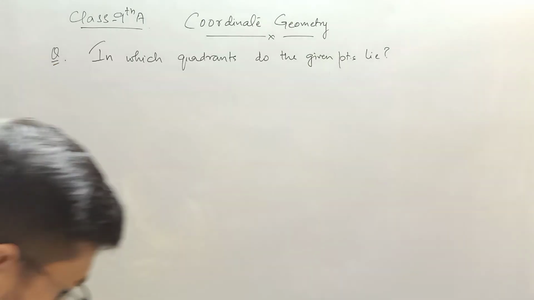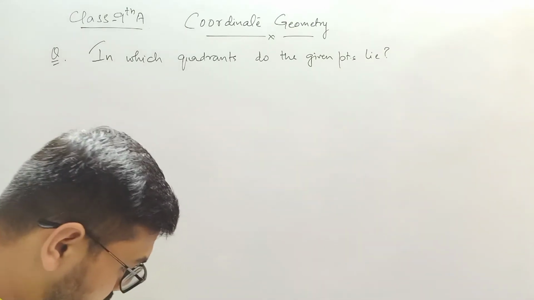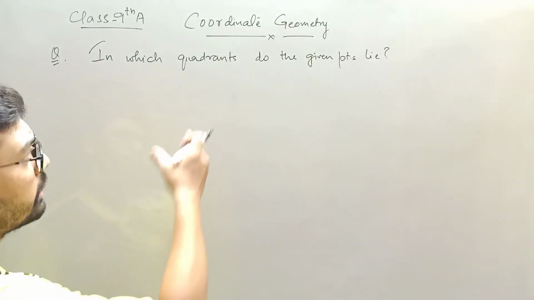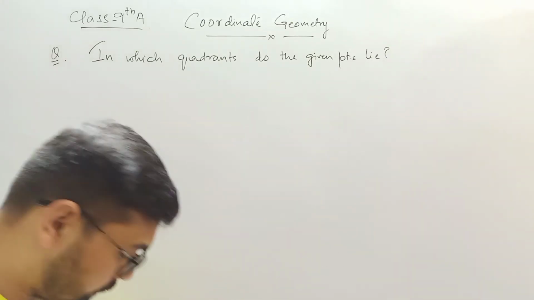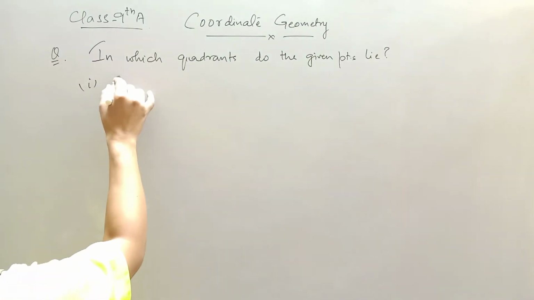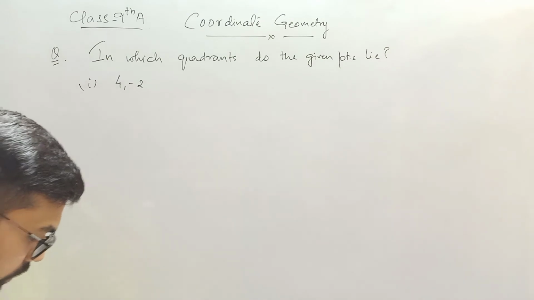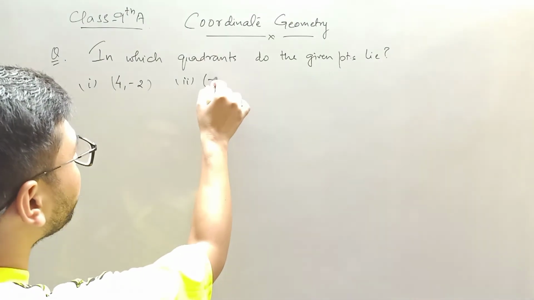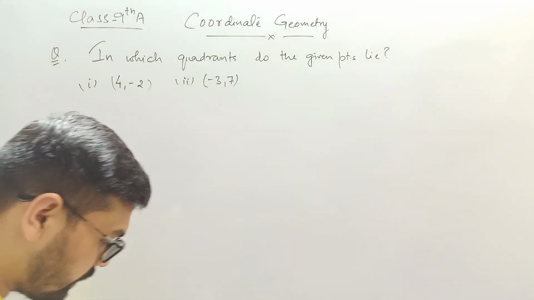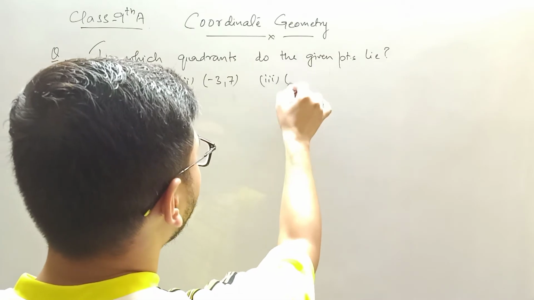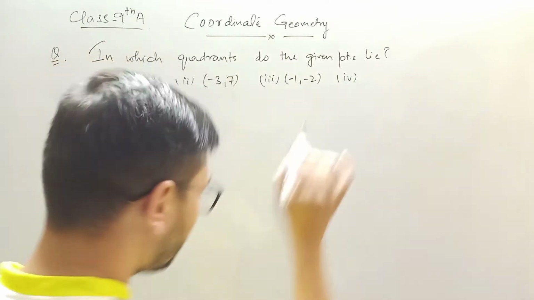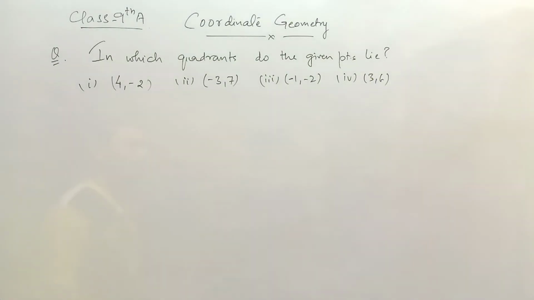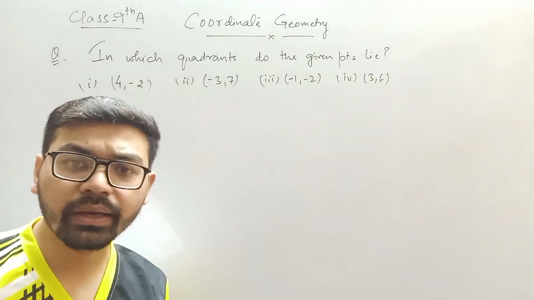Now students, the next question is an example. In which quadrants do the given points lie? So you just need to tell on which quadrant the given points will lie. The points are (4, -2). The second coordinate is (-3, 7). The next point that you have is (-1, -2), and the fourth point you have is (3, 6), right? So you have these 4 points and you need to tell on which quadrant these 4 points lie.